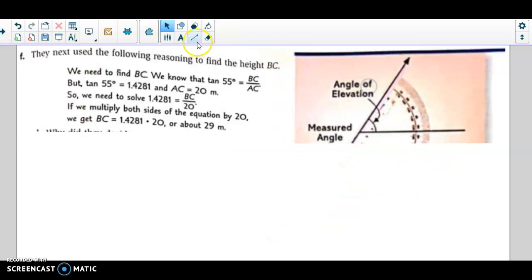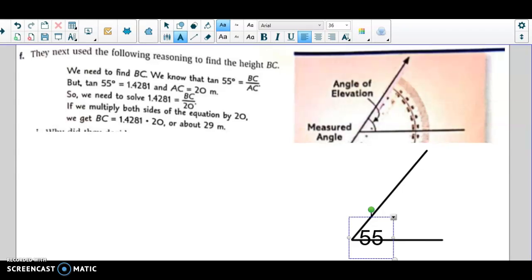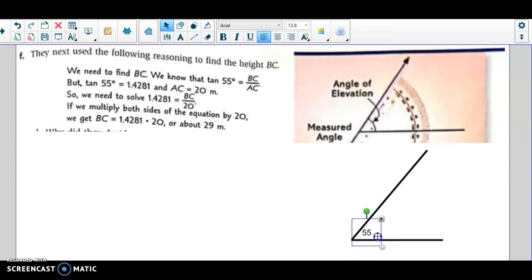So here's what they discovered. They said it's about 55 degrees up from the angle, right? So they said this is about right here, 55 degrees, by using a protractor. And tangent 55 is 1.4287. Okay, so we'll talk then. AC is 20 meters.